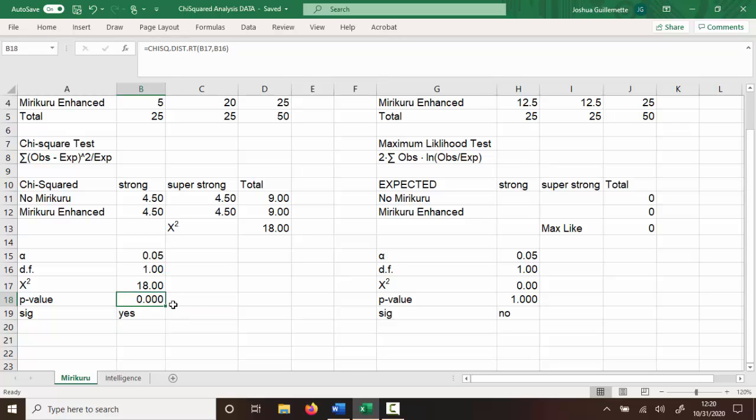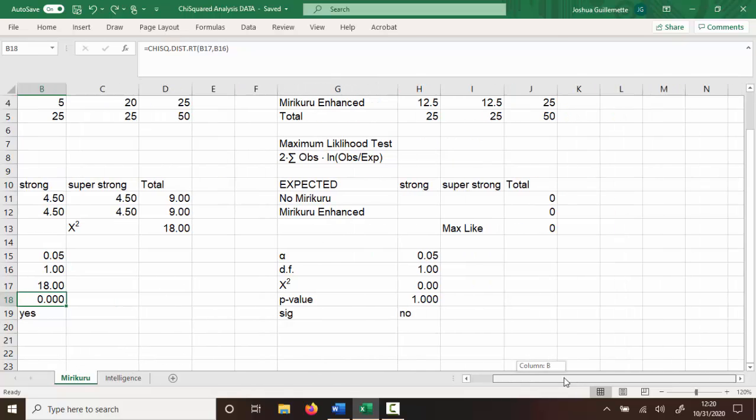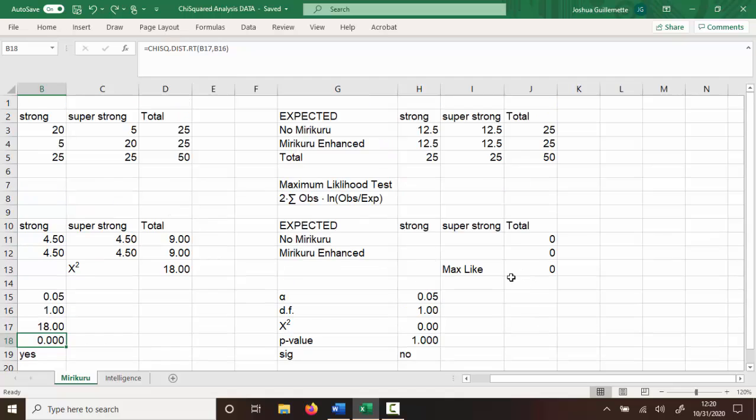Now, if this p-value had actually been 0.10, you would have gotten a no. Okay, but because we actually got significance here, there's the yes. All right. Now I'd like to show you the maximum likelihood test. It's basically the same thing, except we're going to use a slightly different formula.